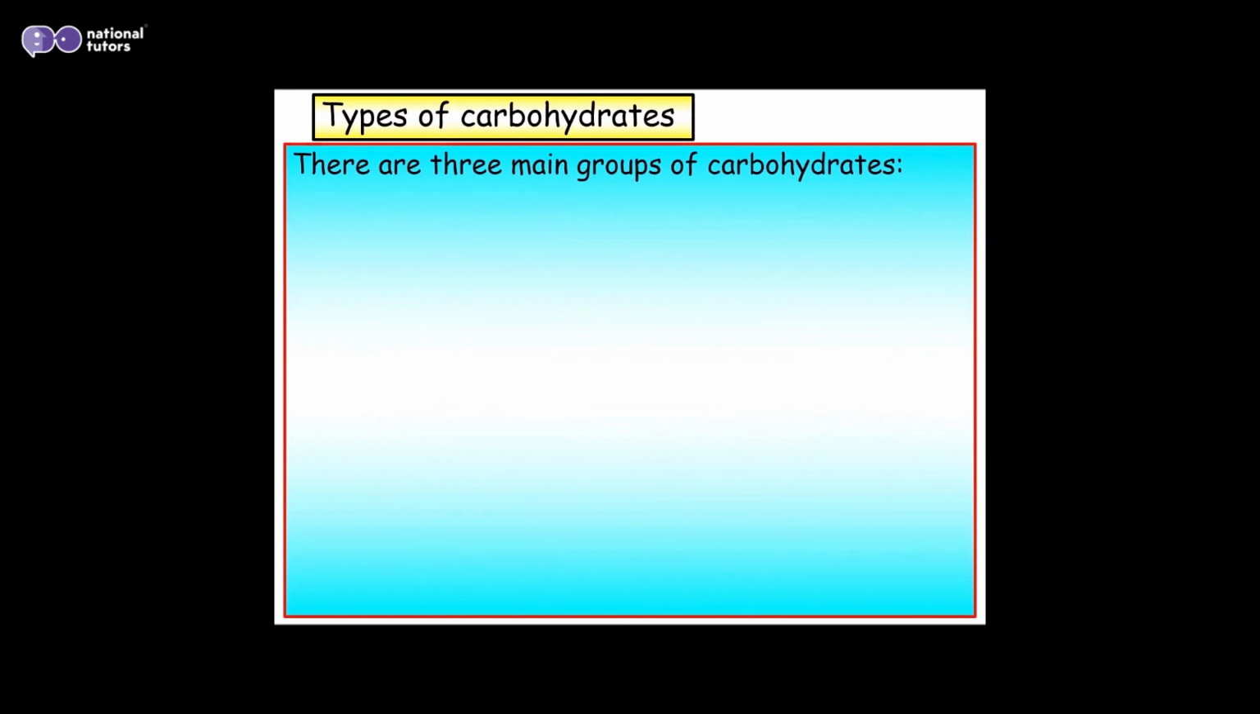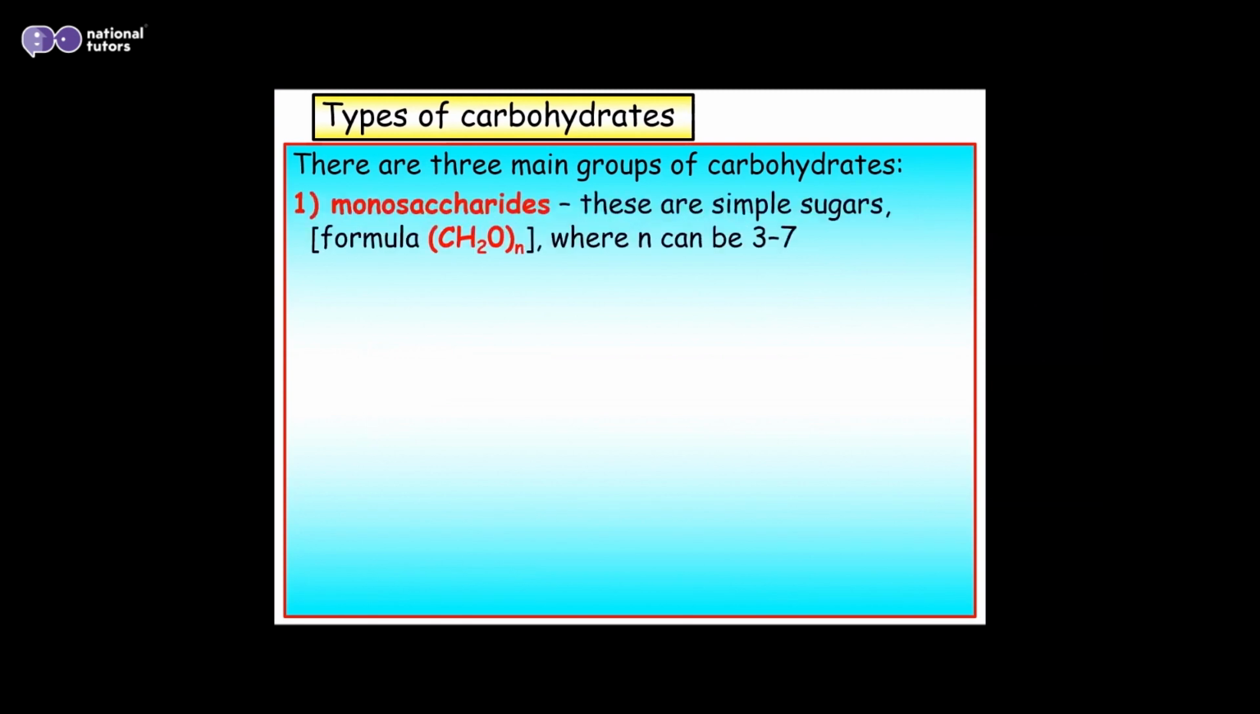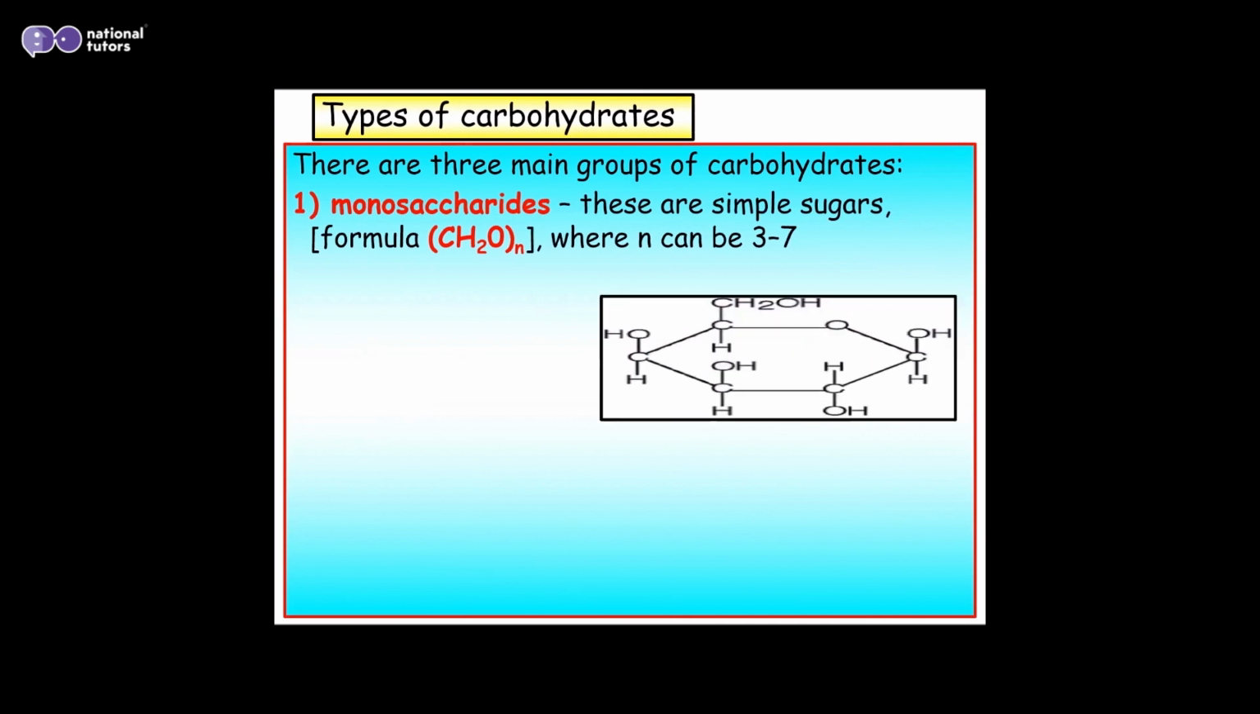So the three main groups are the monosaccharides, which are the simple sugars, and we've already covered the formula for that. It's CH2O, and then you just multiply it by the number n. And n is usually between 5 or 6, but it can be between 3 and 7. So you've got different amounts of carbons within the molecule, and that will determine what they do. But they all have the three basic properties that are as follows.